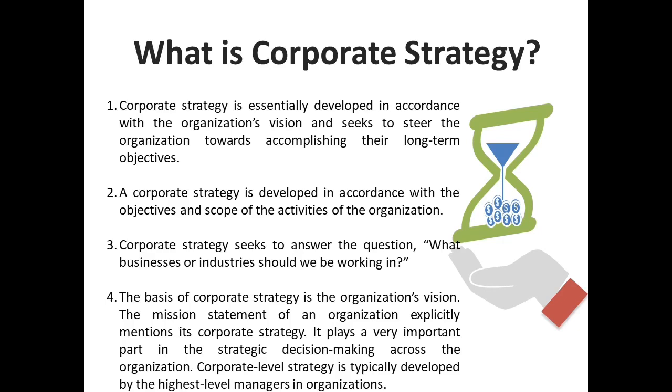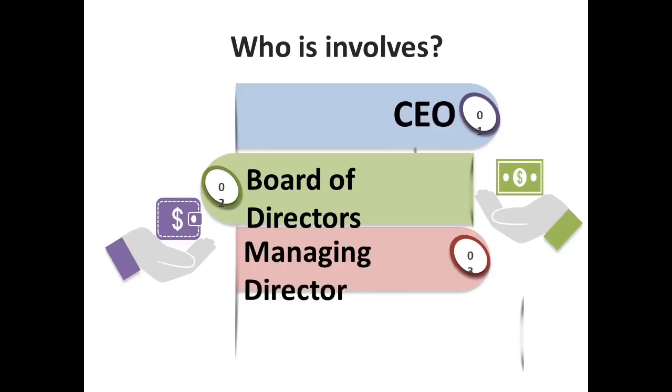Corporate level strategy is typically developed by the highest level manager in the organization. Okay, the top management involved in a corporate level are the CEO, board of director, and managing director. They have a team to create what business they want to be involved in. So, as a CEO, he or she must make a decision on what business they want to do.